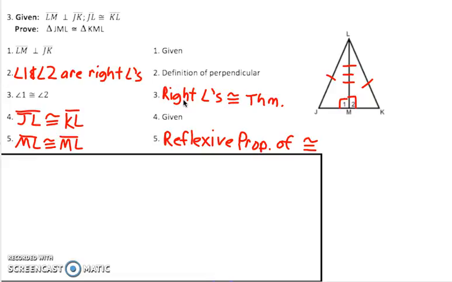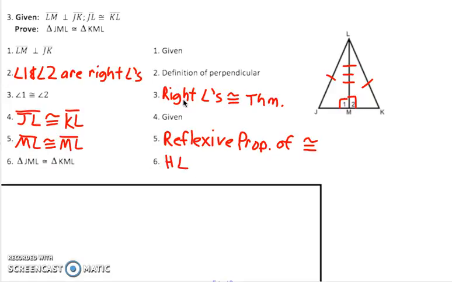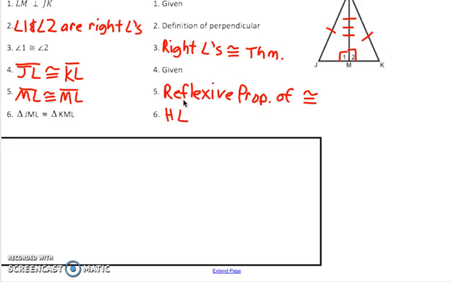We look at the diagram and we know that these 2 triangles are congruent. That is, triangle JML is congruent to triangle KML by the shortcut hypotenuse leg, by HL. We're done with this side.